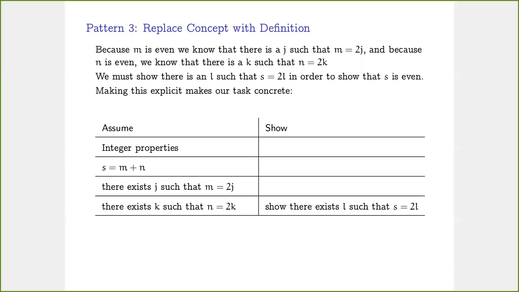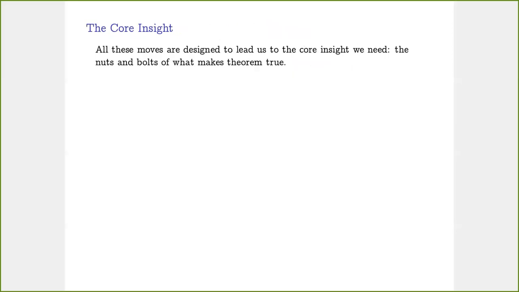So we have the integer properties, we have the definition S equals M plus N, and we know about J and K, and about that we need to show that there exists an L such that S equals 2 times L. Well, we want to show a connection between S and the number 2. And you can see in our assumed properties, we know that S equals M plus N, and we have definitions or expressions for M and N that involve 2's.